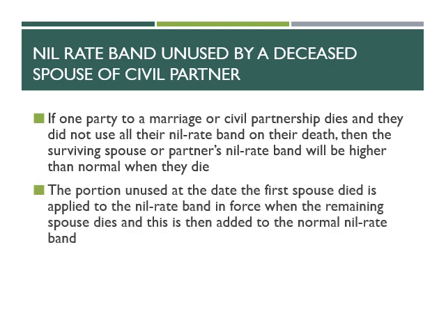Now, the portion that's unused at the date when the first spouse dies is then applied to the nil rate band in force on the death of the remaining spouse or civil partner, and then that additional portion is then added to the normal nil rate band.